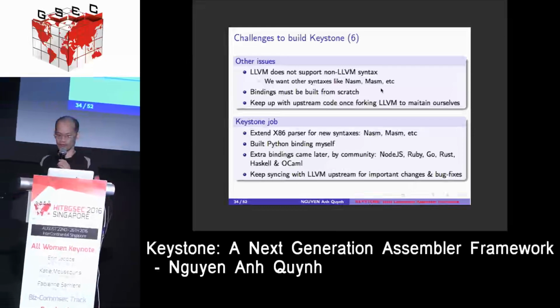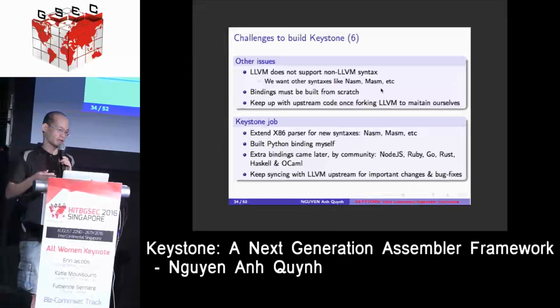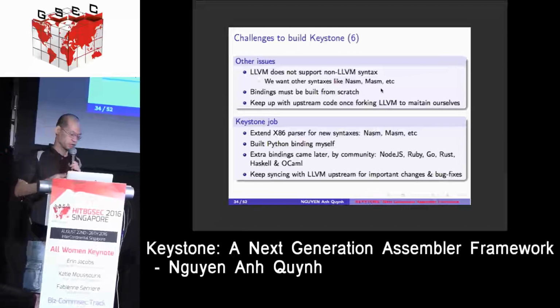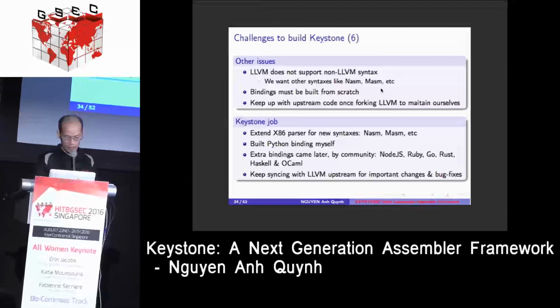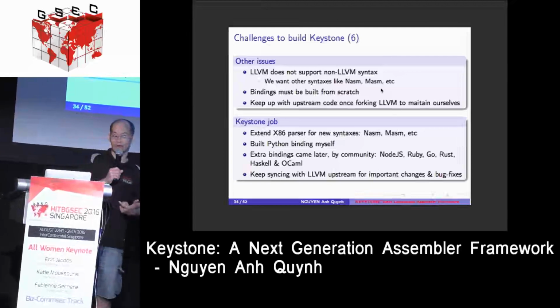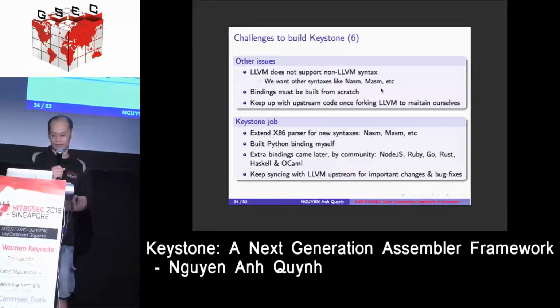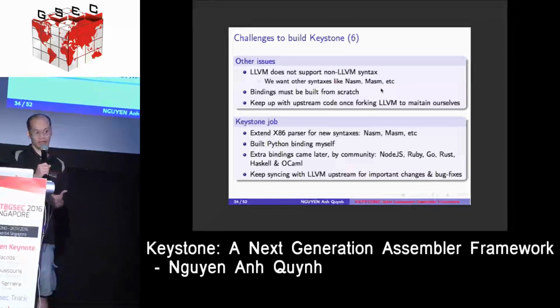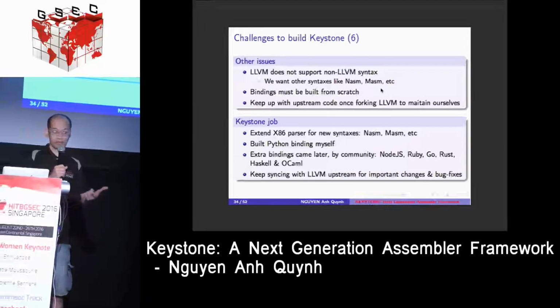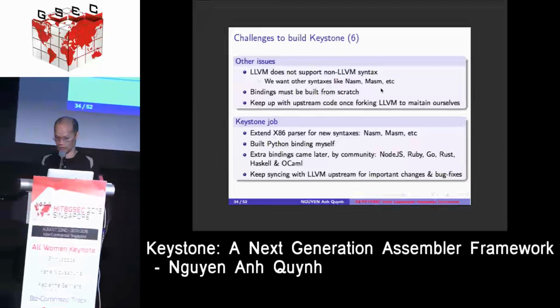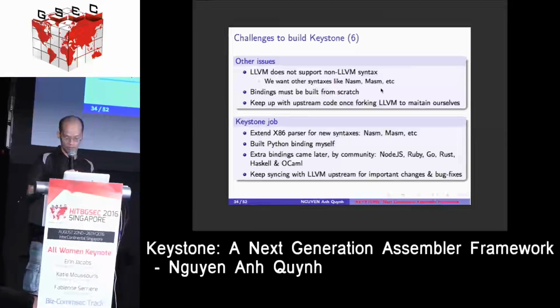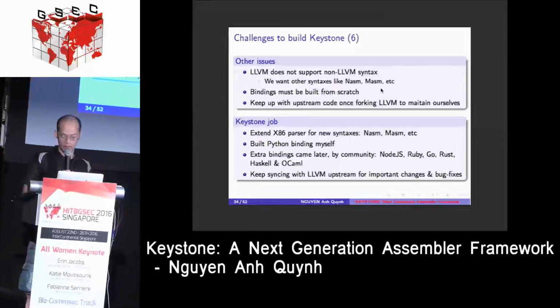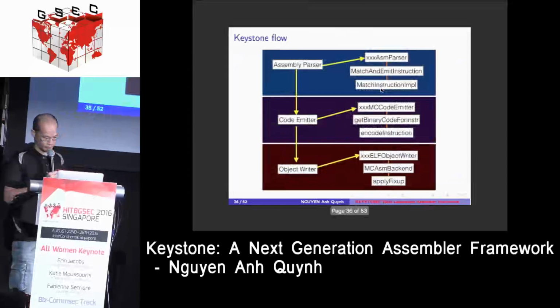So what I had to do here is extend the x86 parser so I can support the new syntax like NASM is supported now. And initially I built the Python binding myself from scratch. And after that, extra bindings came later, built by the community. So we have 7 bindings totally now. And you have to frequently keep syncing with LVM to fix bugs, to add more changes, more features. Yeah, so a lot of work.